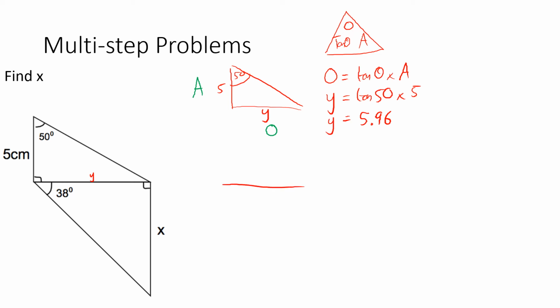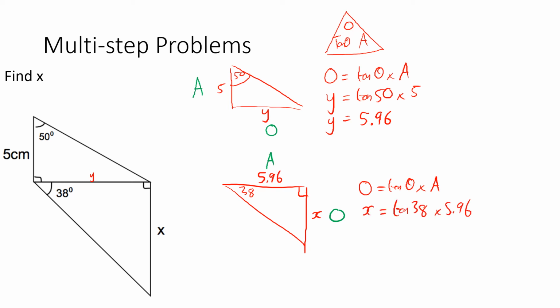And then we can consider the bottom right angle triangle. We've got an angle of 38. We've got this x that we're trying to find, and we've got this 5.96 that we have worked out. So labeling our sides, that would give us opposite and adjacent. So what could we do here? We want to find the opposite. So actually again, we're going to do tan theta times adjacent. This is another TOA triangle. So x is equal to tan 38 times 5.96, which is going to give us, let's stick to two decimal places, 4.66 as our final answer, centimeters.